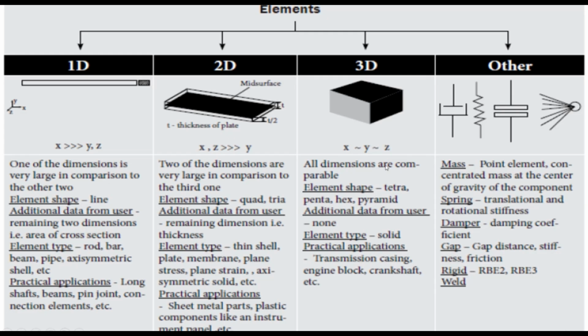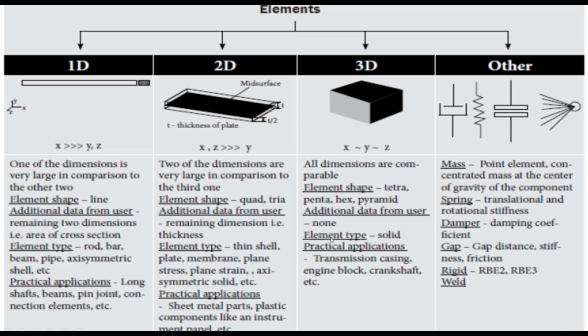Then coming to the 3D, if you have all dimensions with comparable values, then you can say it is a 3D object. If it is possible, you can idealize this 3D as 2D, or otherwise you can also idealize this 3D as 1D. For example, let us take the shaft. It may be a 3D, but you can simplify that particular shaft geometry into 1D to decrease the analysis time and analysis resource requirements. The element shapes available for 3D are tetrahedral, hexahedral, pyramid and other sorts of elements. There is no additional data you need to give for the element in order to perform the analysis.